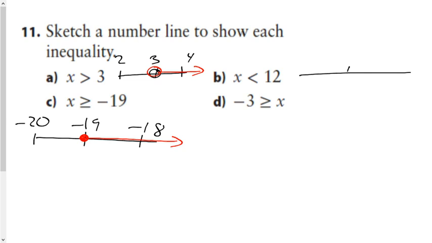Put 12 in the middle, 11 over here, and 13 over here. All numbers less than does not include 12, so open boundary. All numbers less than -12.